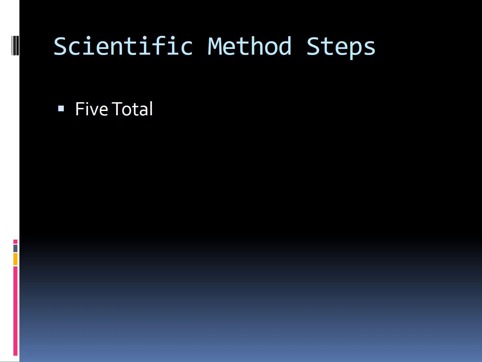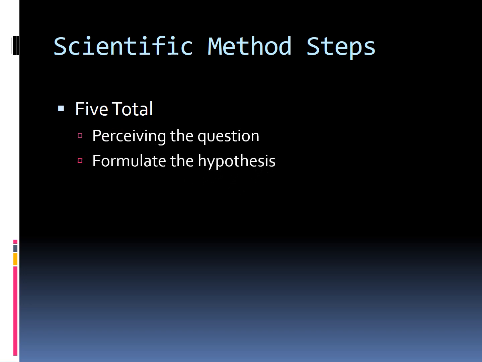There are 5 steps to the scientific method which must be conducted in a very specific order. The first step is perceiving the question. This is where you observe your surroundings and develop a question based on what you see. The second step is formulating a hypothesis. Based on your observations and the question that you have developed from those observations, you want to formulate a hypothesis and predict something that could happen.